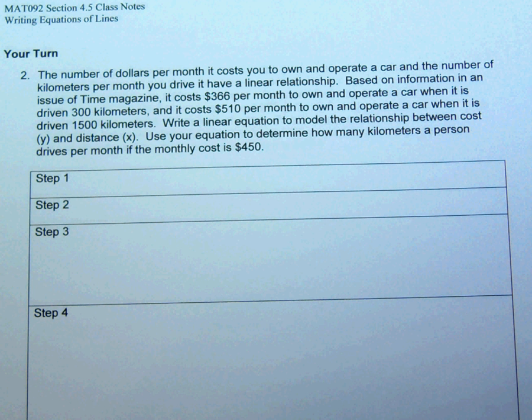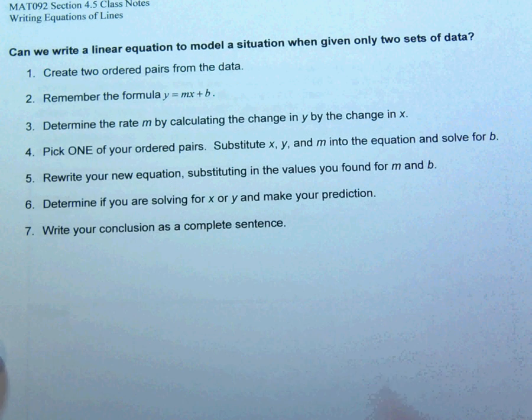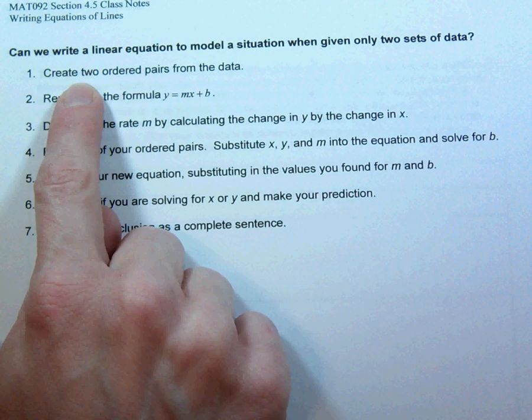Write a linear equation to model the relationship between cost y and distance x. Use your equation to determine how many kilometers a person drives per month if the monthly cost is $450. Alright, so let's go over our steps. Step 1, we need to create two ordered pairs from the data.